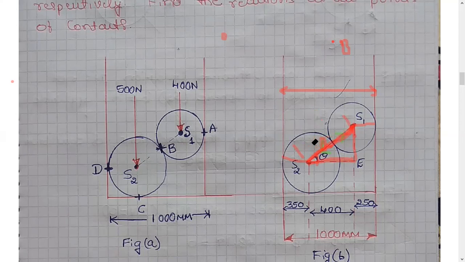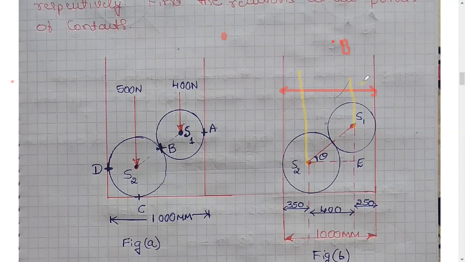Okay. In the same way, I want to know the other side. What is the other side? Either I want to know S2E or I want to know S1 into E. I can easily get S2 into E because the total inner clearance they have already given is 1000 mm, out of which the radius of the second sphere is 350 mm and the radius of the first sphere is 250 mm.